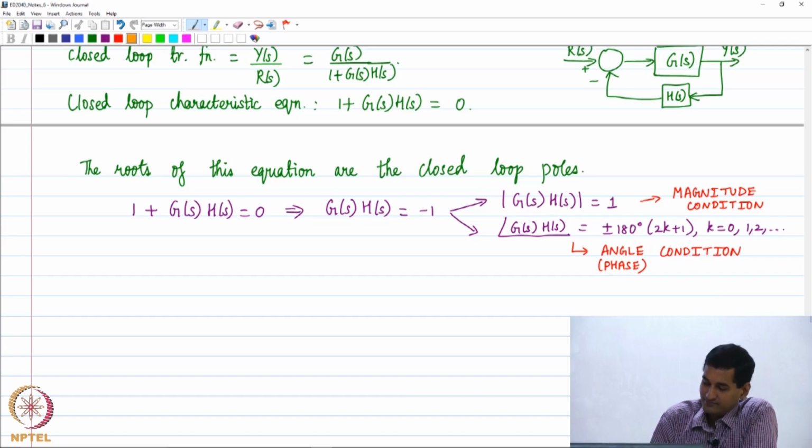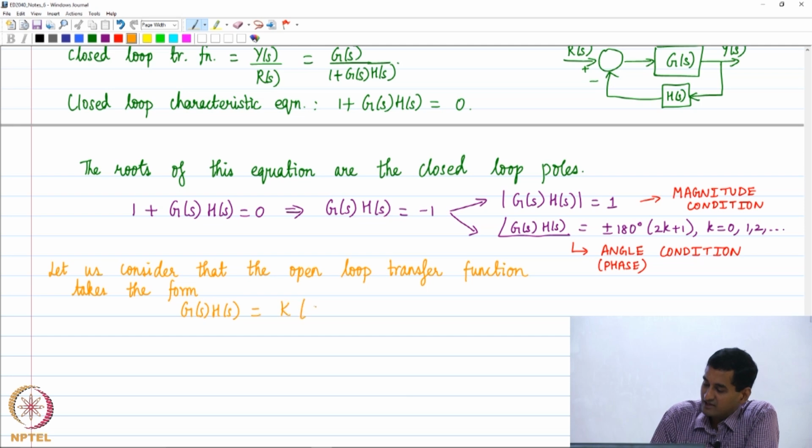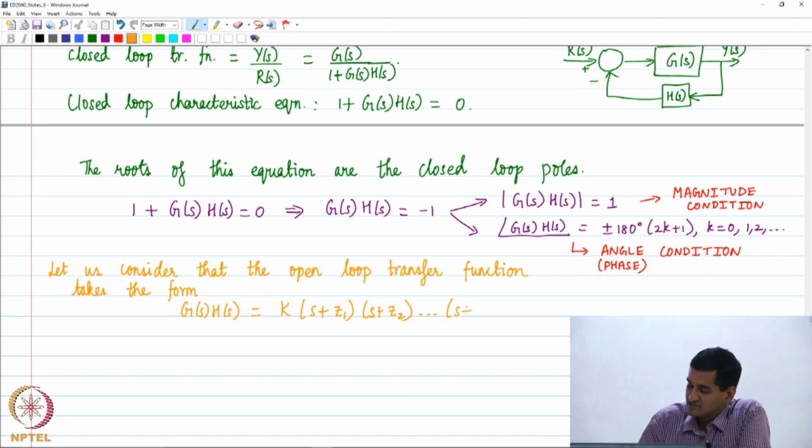So, let us consider that the open loop transfer function takes the form g of s h of s equal to some k times, and please note that this k is different from the one that I used before, k times s plus z1, s plus z2 all the way till s plus zm, divided by s plus p1, s plus p2 all the way till s plus pn.